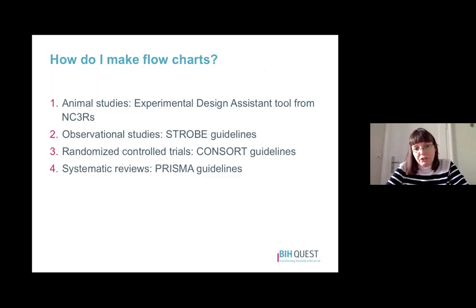So how do you make flowcharts? Well, if you're doing animal research, then there's a free tool called the Experimental Design Assistant that can help you with designing your study and also creates flowcharts and helps you track exclusion of animals throughout the duration of your experiment. For other types of studies, major guidelines often have a flowchart template that you can start out with and then modify for your exact study design. So if you're doing observational studies, you might want to check the STROBE guidelines template. With randomized controlled trials, the CONSORT guidelines offer a template, and for systematic reviews, the PRISMA guidelines offer a template.